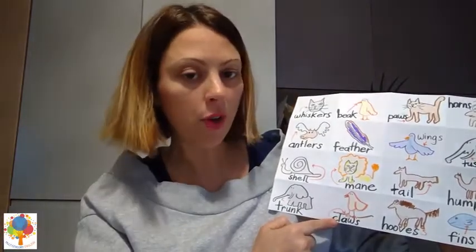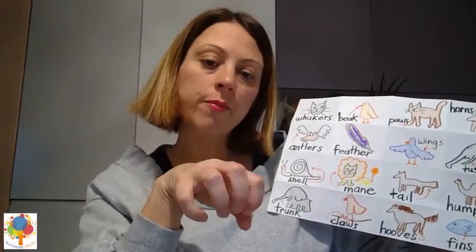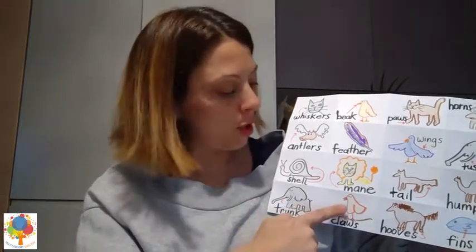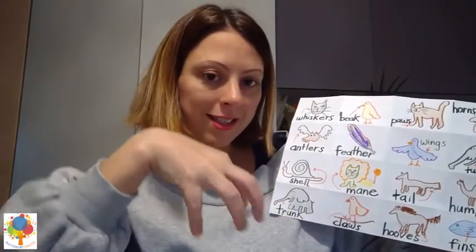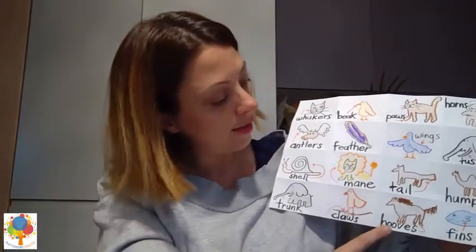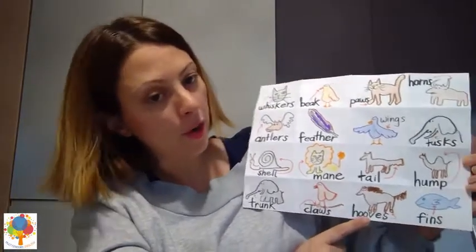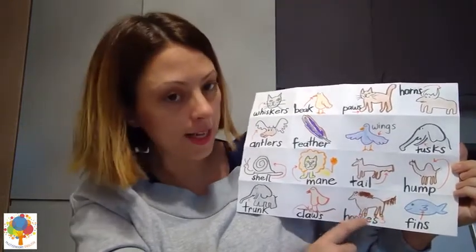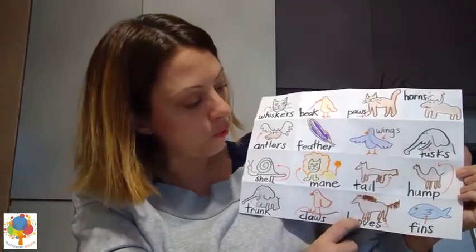And birds have got claws. We humans have got nails. Birds have got claws. And horses and some other animals have got hooves. Hooves instead of feet. Their feet are hooves.